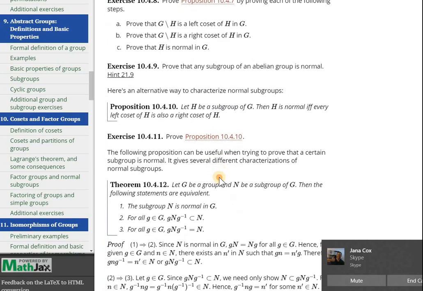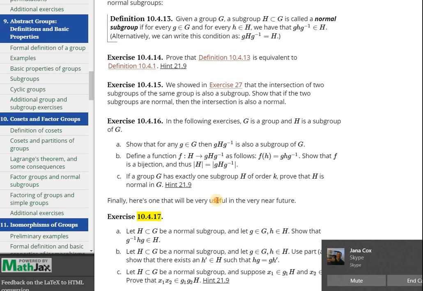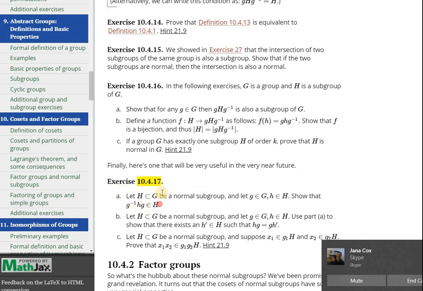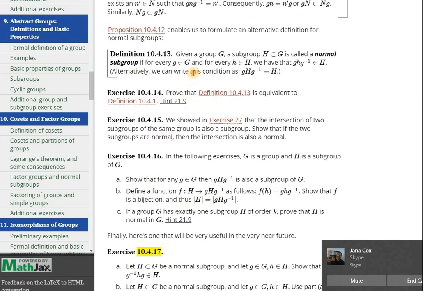And another way of saying that is if H is normal, then for every g in big G and every h in big H, we have ghg inverse is in big H. Now, in 10.417, it seems like we're talking about g inverse hg, so that would probably be useful to use this definition for normal instead of the other one.